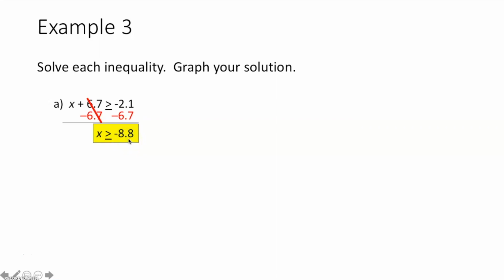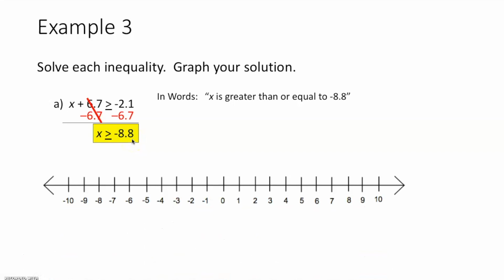Once we've got that, then we go to the graphing part. So first we say it in words. What is this? X is greater than or equal to negative 8.8. After that, we have our number line. We're going to decide, is it going to be an open or closed circle at negative 8.8? Well, since we have this equal sign underneath, it's going to be a closed circle at negative 8.8. Now, where is negative 8.8? Well, it's between negative 8 and negative 9, and it's going to be closer to negative 9. So it's going to be somewhere like right here.